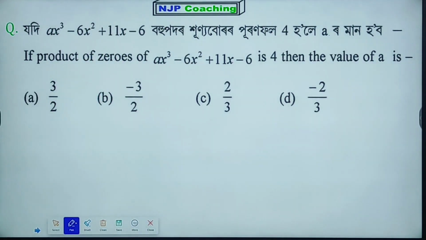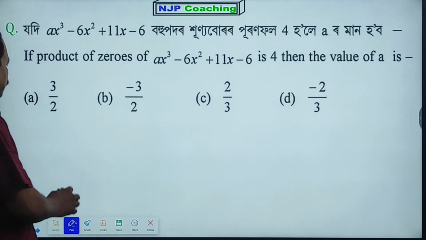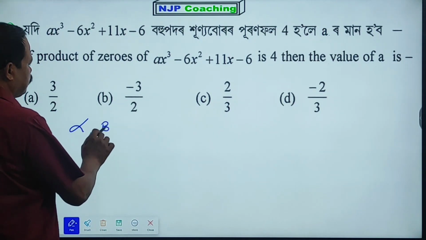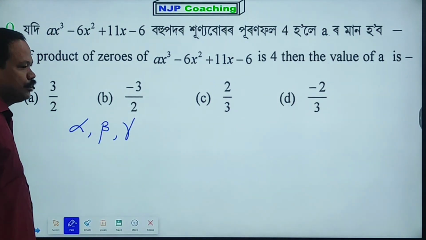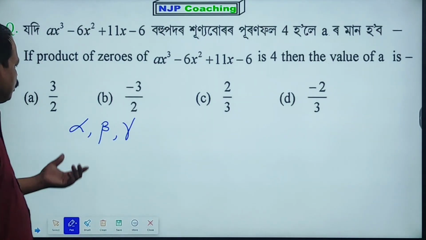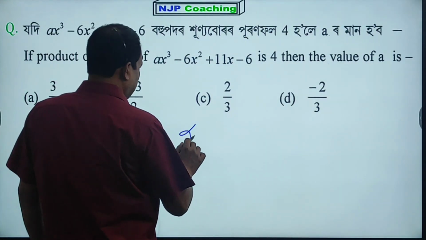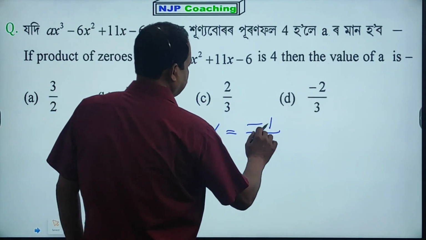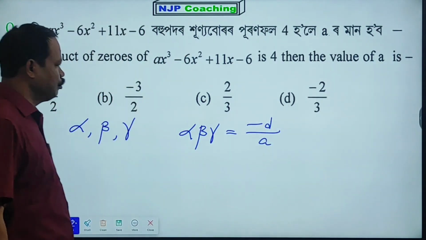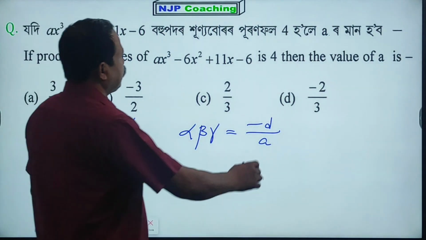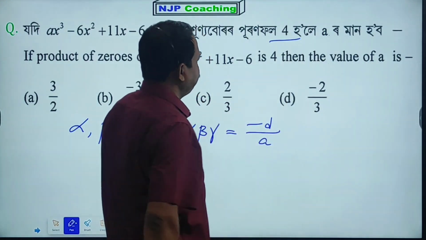So it is a cubic polynomial. For a cubic polynomial, maximum number of zeros is 3. Suppose zeros are alpha, beta and gamma. So what is the product of the zeros? Alpha beta gamma is equal to minus d by a. This is the formula. So now alpha beta gamma, that product is given 4.